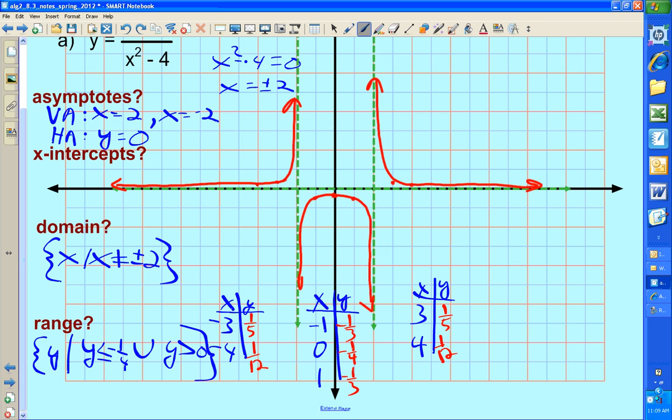Okay, it's just a little bit different. These are inclusive because on the bottom half, we are not approaching the horizontal asymptote.